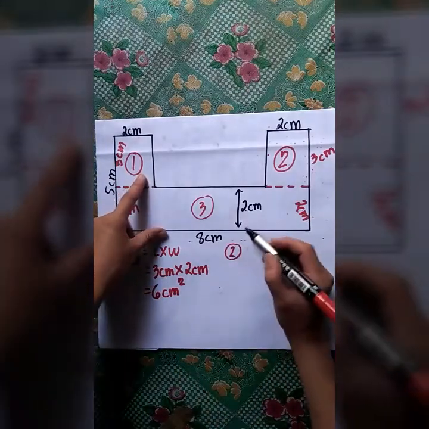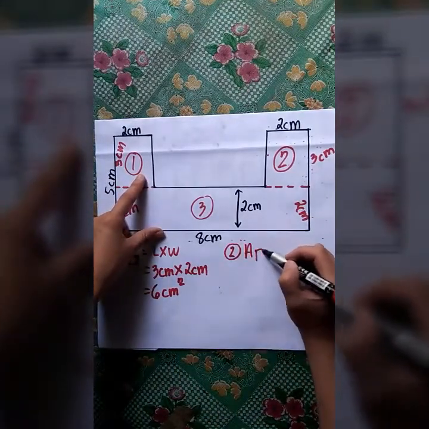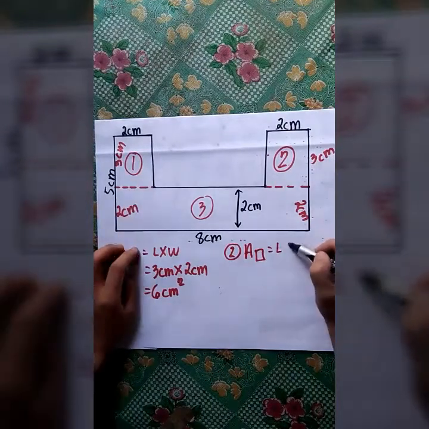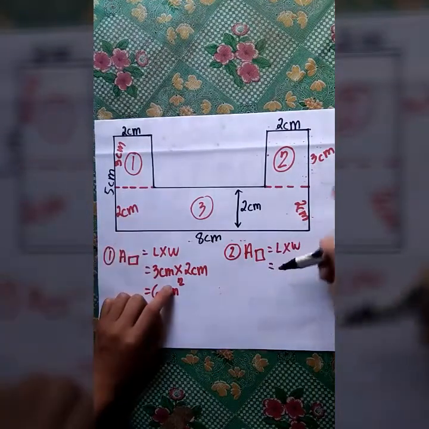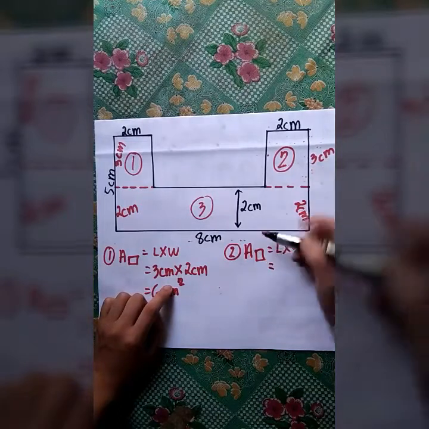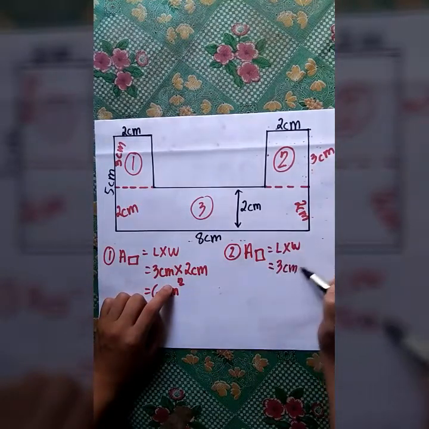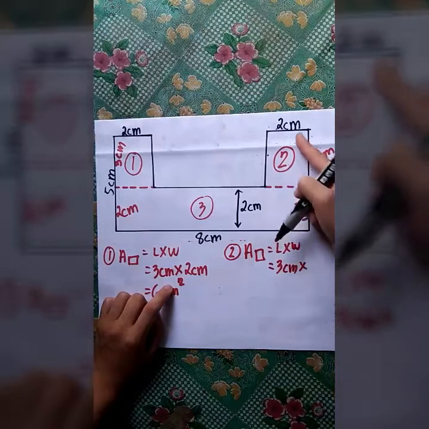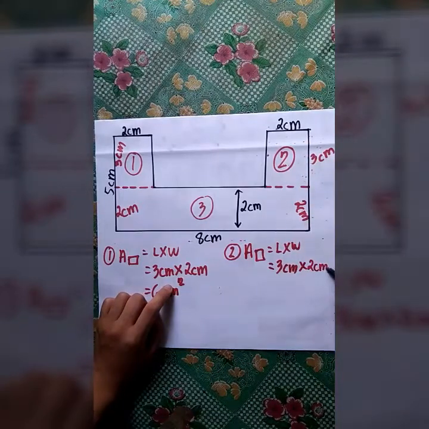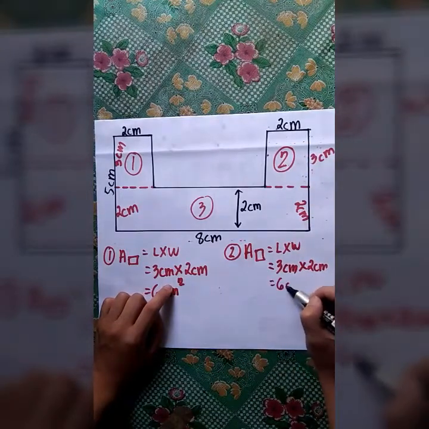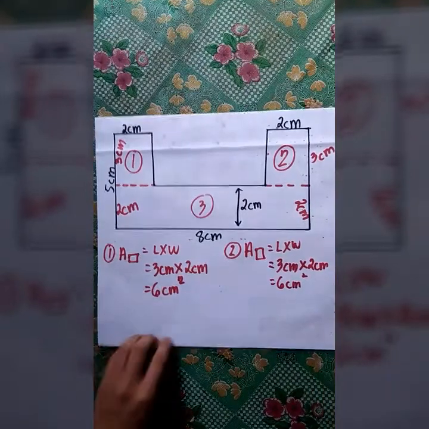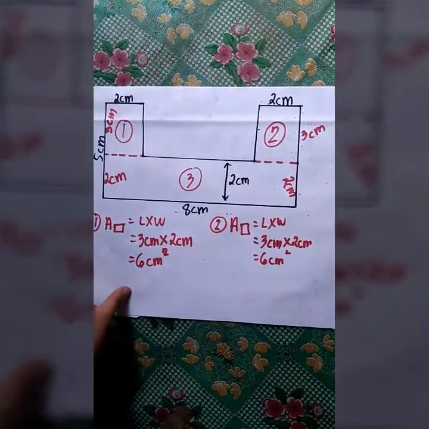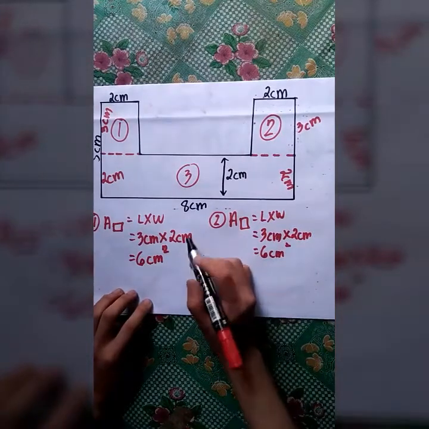Figure 2. Again, it's a rectangle. So that is length times width. So same true, they have the same measurements. So that is 3 centimeter. Multiply it to 2 centimeter. So 3 times 2, that is 6 centimeter squared. There. Okay, figure 3.